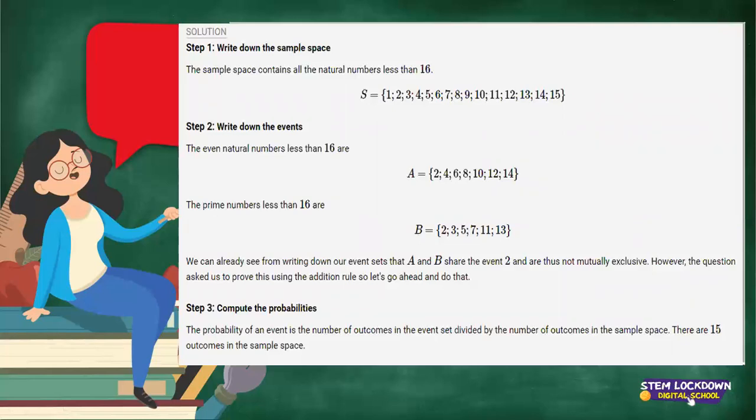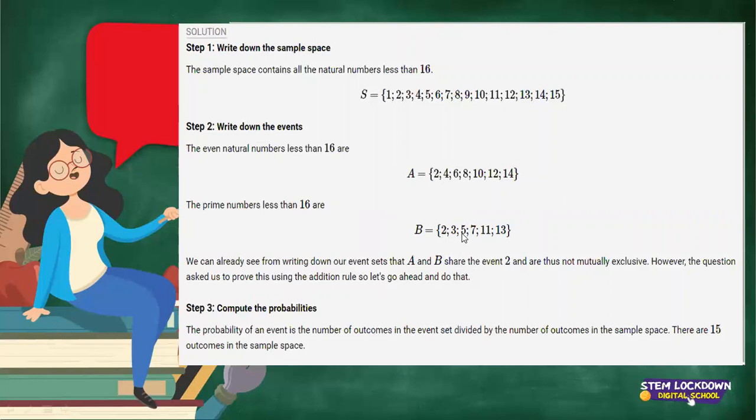But if the probability of A and the probability of B is not mutually exclusive, then they are not mutual. If the probability of A and B is not equal to 0, then they are not mutually exclusive. So looking at A and B now, you can see there's an element 2 here, there's an element 2 here.